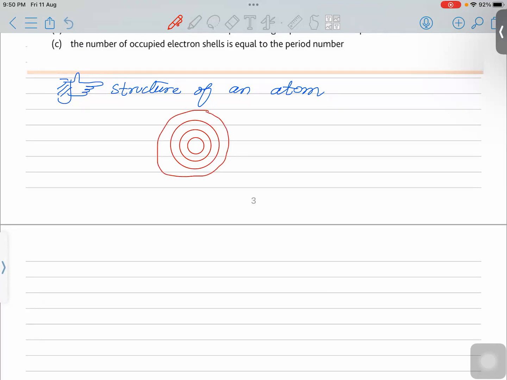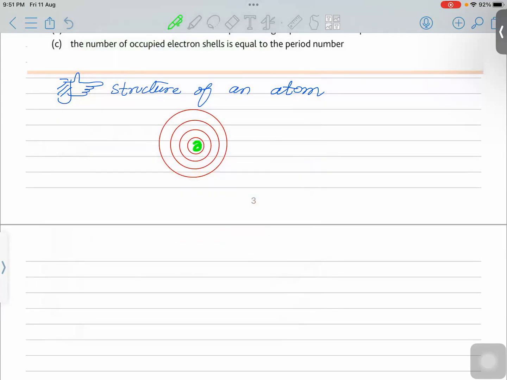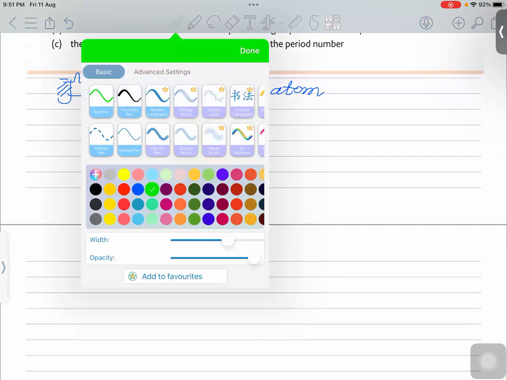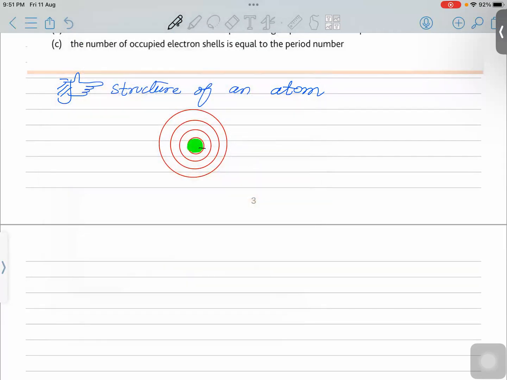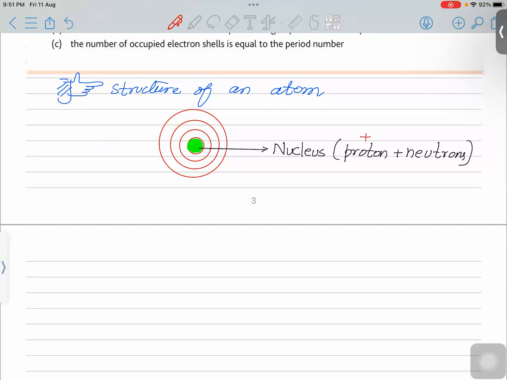This is a sort of atom. In the center, we have the nucleus. This is called nucleus. Nucleus contains proton and neutron. Proton is a positive particle, neutron carries neutral charge, no charge.